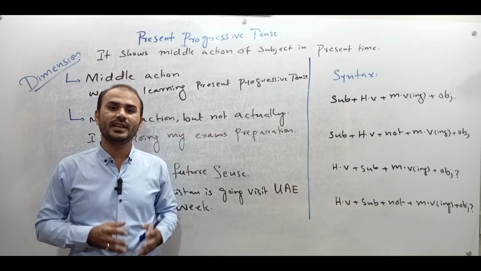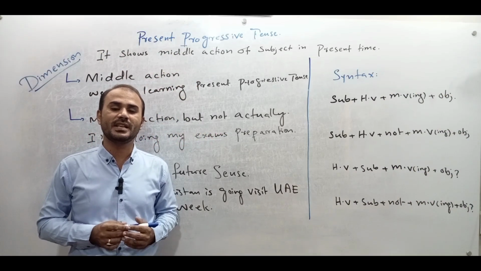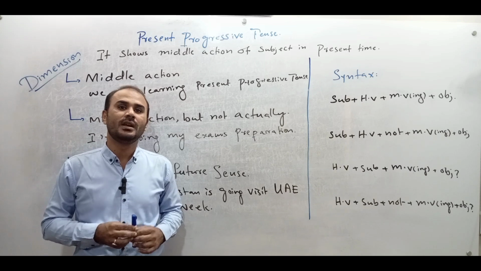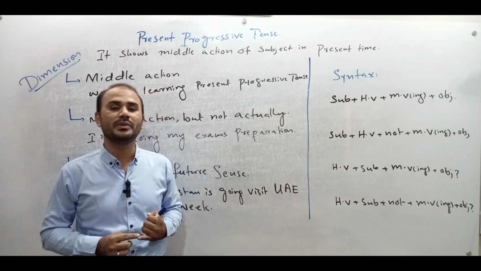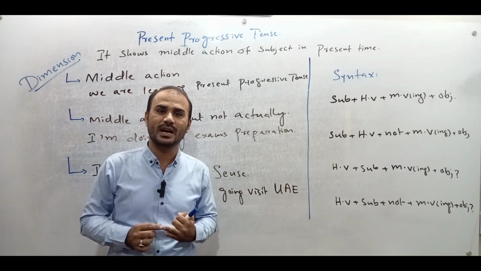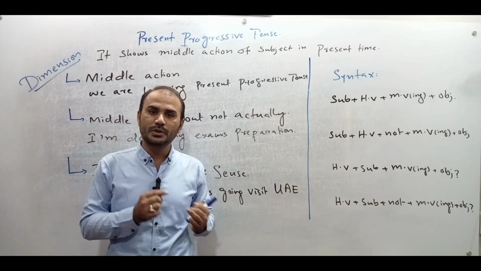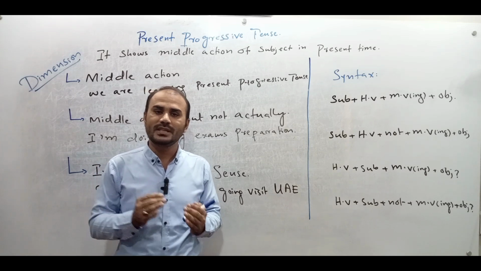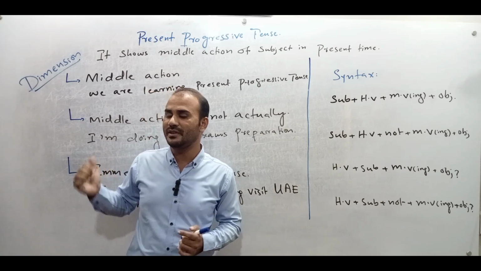Hi, today we have a lecture on present progressive tense, or the present continuous tense. In this tense, we will learn about its three different dimensions that are usually used in different perspectives. So let's see what these three different dimensions are.